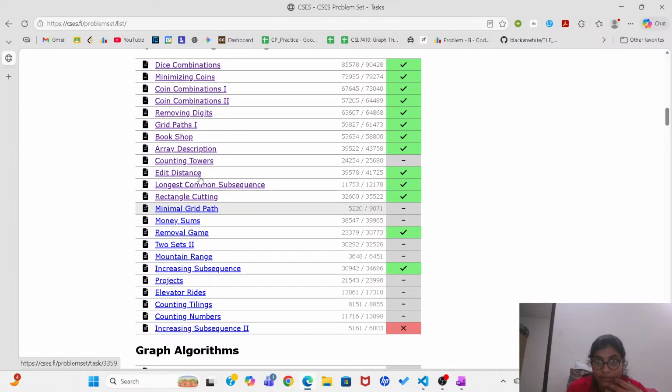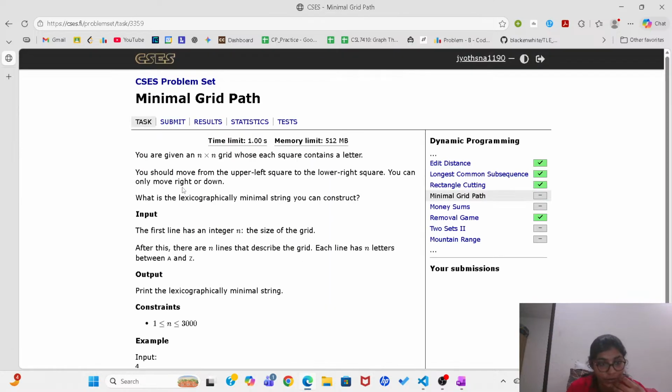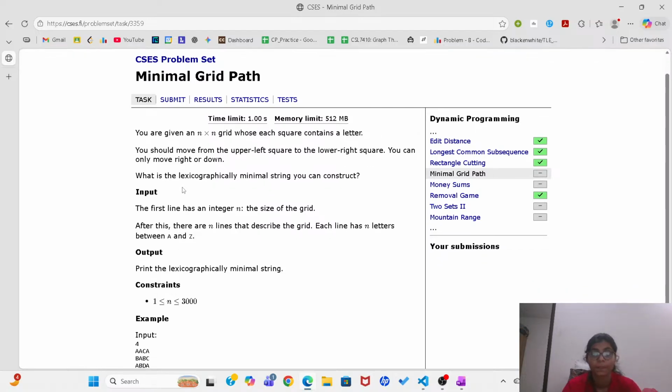Let's solve this. This is also a new problem. Okay, I'm excited to solve this now. You're given an n by n grid whose each square contains a letter. You should move from the upper left square to the lower right square. You can only move right or down. What is the lexicographically minimum string you can construct?